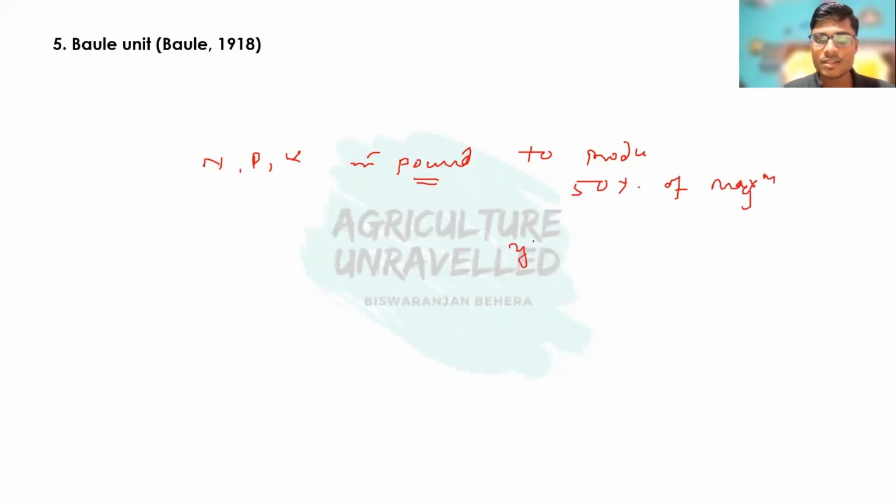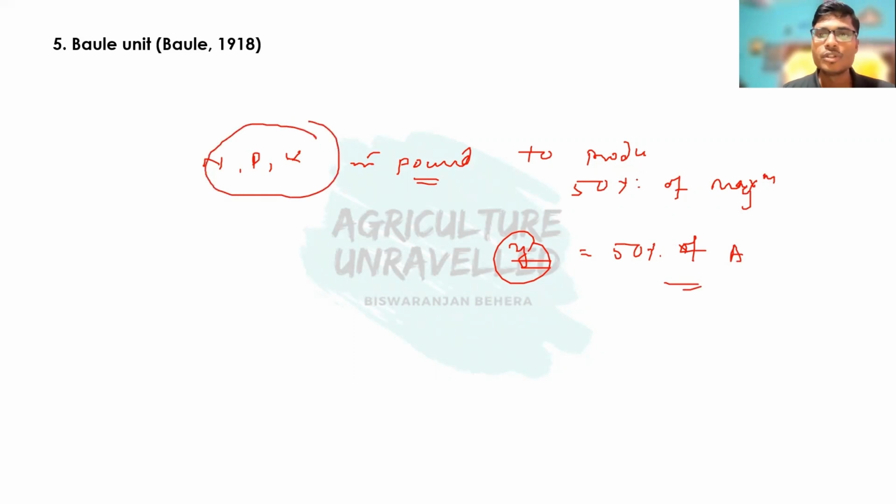It means Y, that is yield that is achieved, is 50% of the maximum yield, that is A. Okay, 50% of A. So the quantity of NPK that is required to produce 50% of the maximum yield is known as Boule unit, and we know that 1 pound is 454 gram. So it is always expressed in pound. So remember this thing, the quantity of Boule unit for NPK.